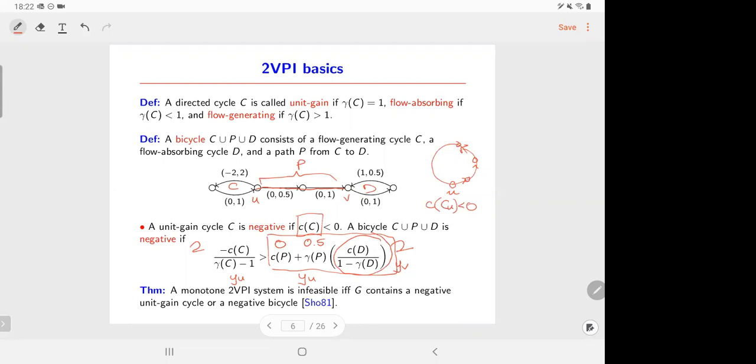Now, these two structures are crucial for our problem because they completely characterize the feasibility of our system. And this was shown in Shostak back in '81. He showed that the monotone 2VPI system is infeasible if and only if its directed multigraph representation contains a negative unit gain cycle or negative bicycle.